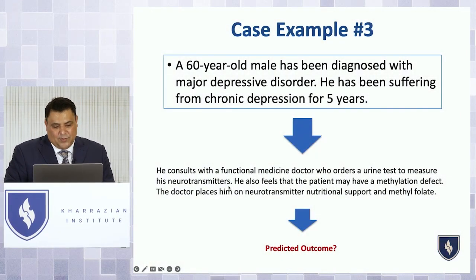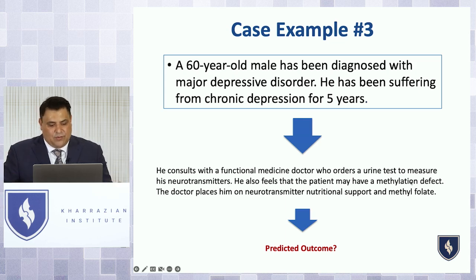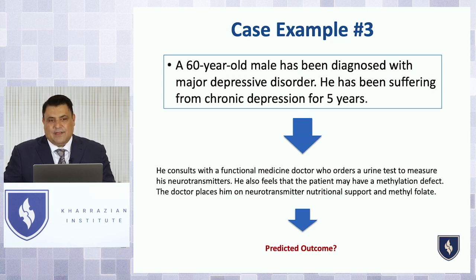So if the doctor is doing a urine test, looking at neurotransmitters to determine some kind of protocol, and the patient just feels they have a methylation defect and places them on some methylfolate, the outcomes are going to be mixed. It's just going to be random if they get better or not, but they haven't really done anything to look at their underlying mechanism. So that's the problem we have with these different clinical scenarios. I'm sure you've seen all of them.